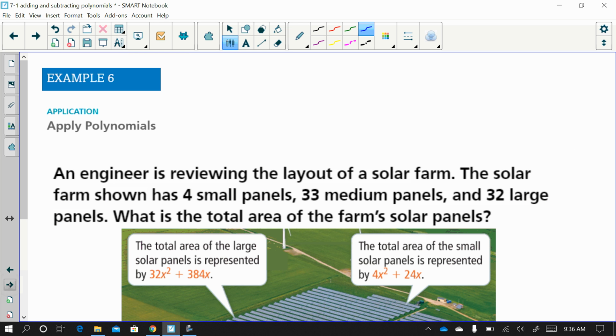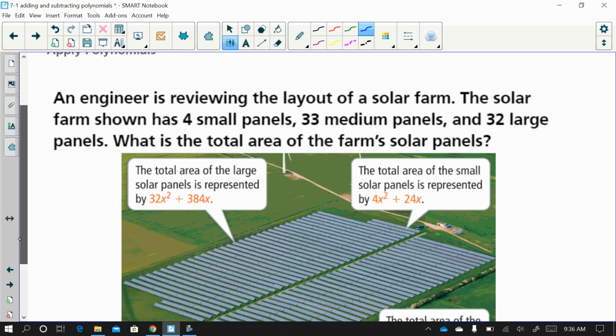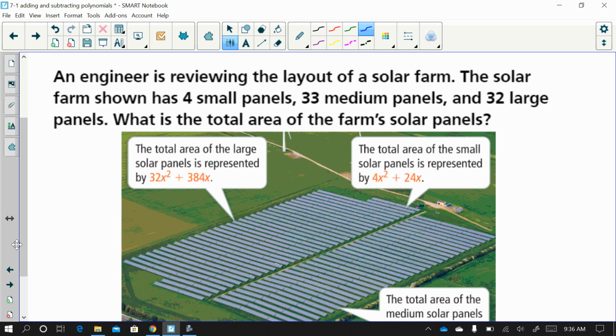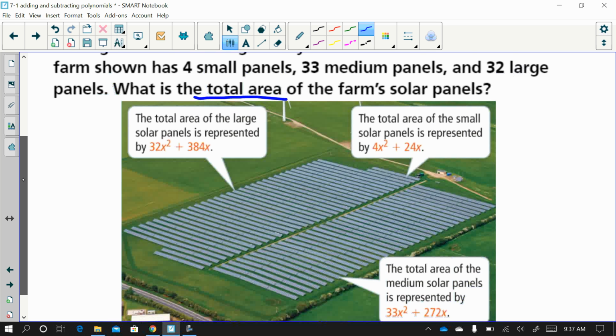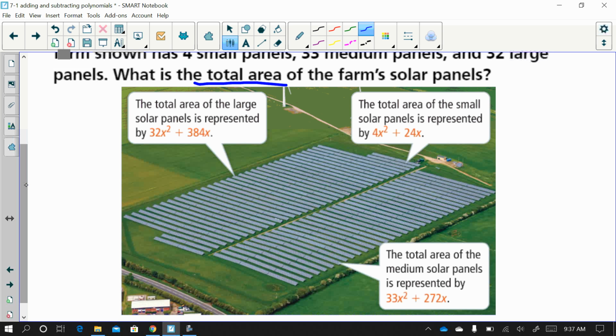Okay. These story problems actually are not very, actually we'll do one. An engineer is reviewing the layout of a solar farm. The solar farm shown has 4 small panels, 33 medium panels, and 32 large panels. What is the total area of the farm's solar panels? Okay, so we're going to look at more information. Total area of the large panels is 32x squared plus 384x. Total area of the small panels is 4x squared plus 24x. And the total area of the medium panels is 33x squared plus 276.